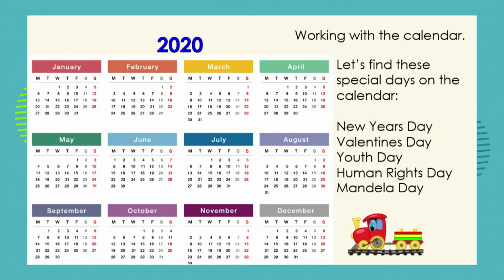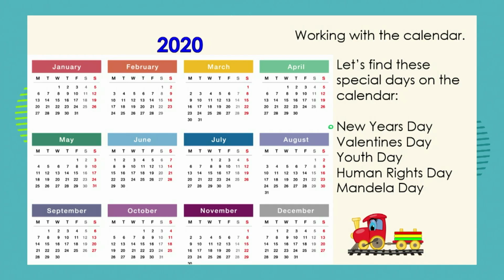Now we are going to work with the calendar. We can see the calendar on the left-hand side, and we now know that the calendar has 12 months and that there are 7 days in a week. Now we are going to find these special days on the calendar. So we know every year that there are special days that we celebrate in South Africa. These are some of the special days, and we are going to find them together. So let's have a look.